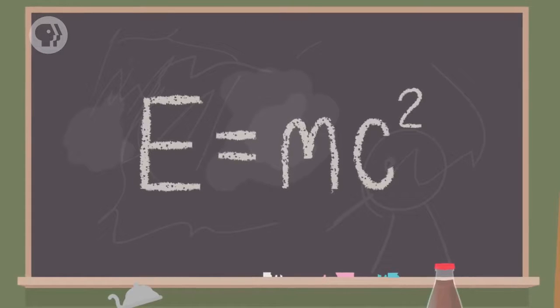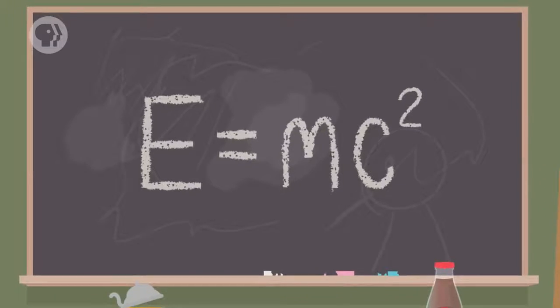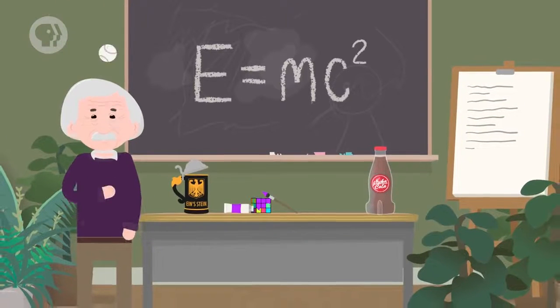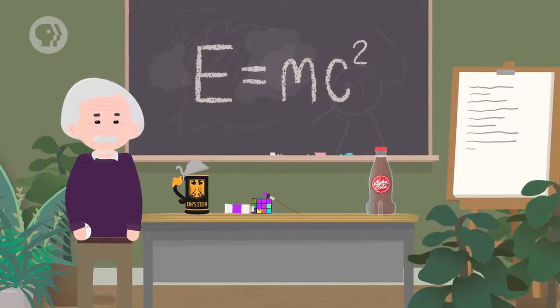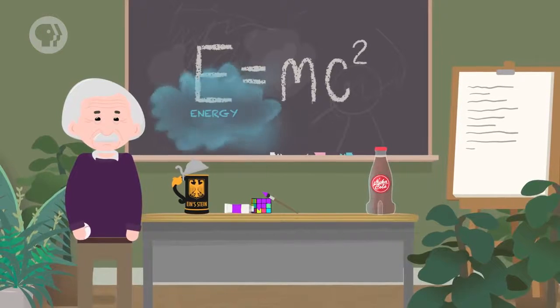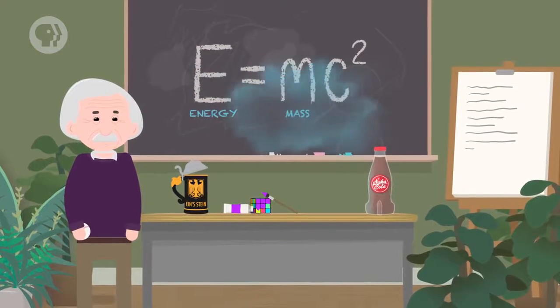E equals mc squared. You hear it all the time, but what does it mean? During his study of special relativity, Albert Einstein found that mass and energy are equivalent and that they could be converted back and forth between one another. He described that relationship mathematically, saying that the energy of a particle is equal to its mass times the speed of light squared. This mass-energy equivalence is critical to the study of nuclear physics, the study of the atomic nucleus.